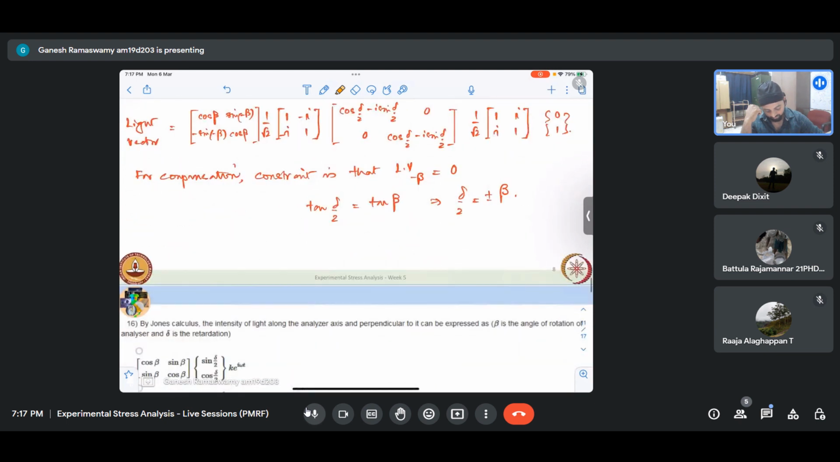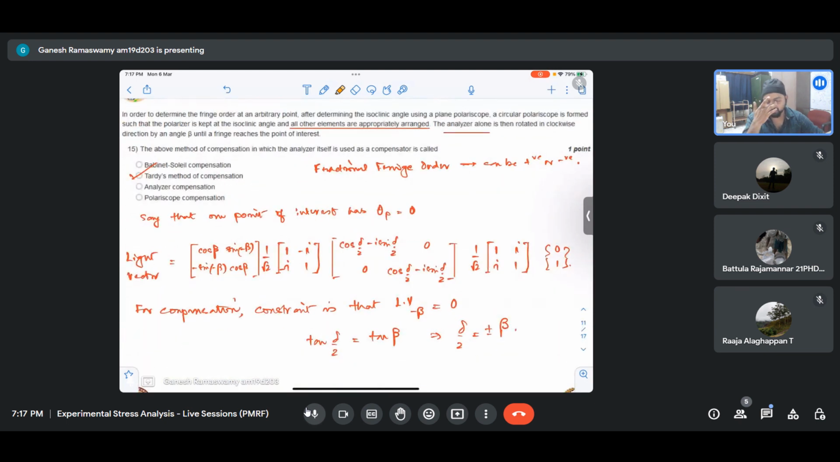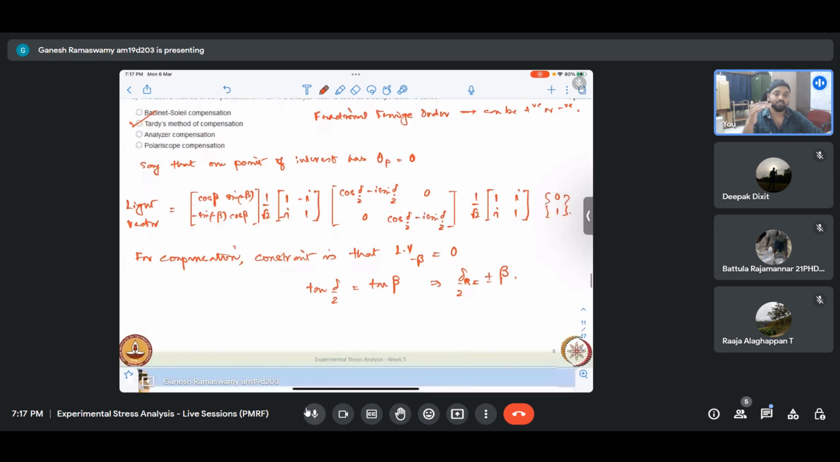So once I rotate it by one angle, I can find out by what angle I rotated and what is the retardation at that point. This is nothing but my fractional retardation. Once I get this, I'll be able to add it to the integer fringe order and get my total fringe order at that point. So if there are any questions, please ask.